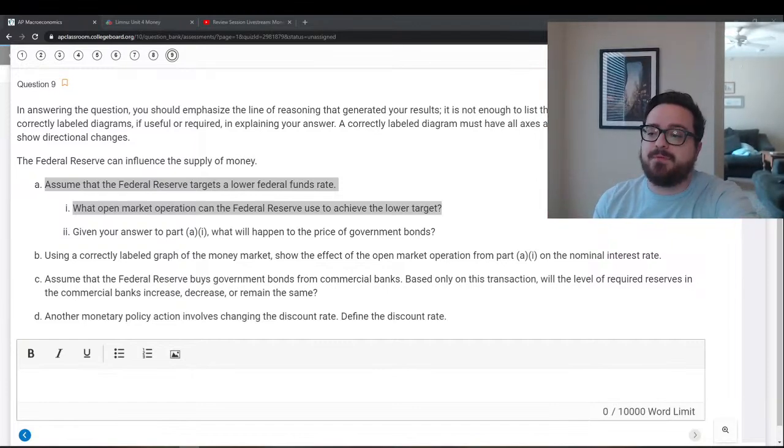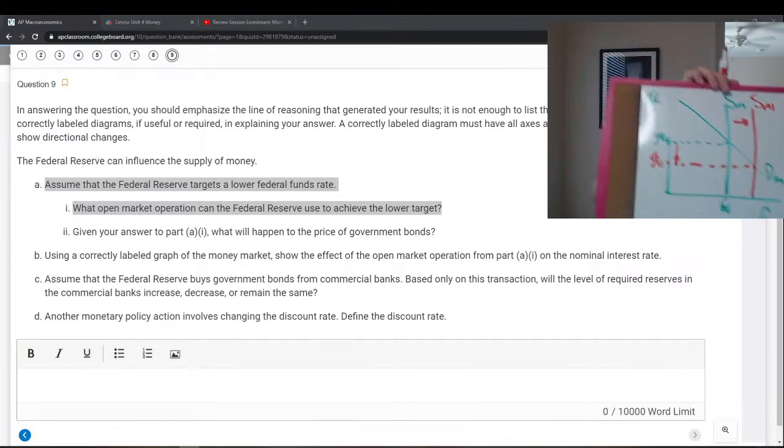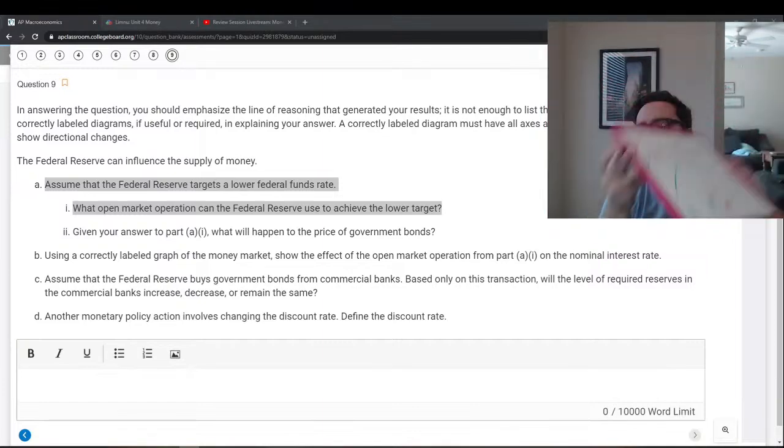Now, the second point is they did an expansionary monetary policy, right? Okay, well then I'm going to increase the money supply because it's expansionary monetary policy. And again, monetary policy changes the money supply. So I would get a lower interest rate. Boom. On my nominal interest rate, it dropped.